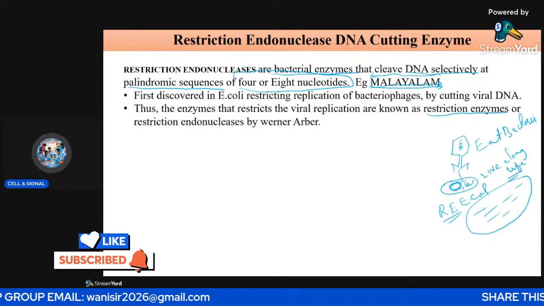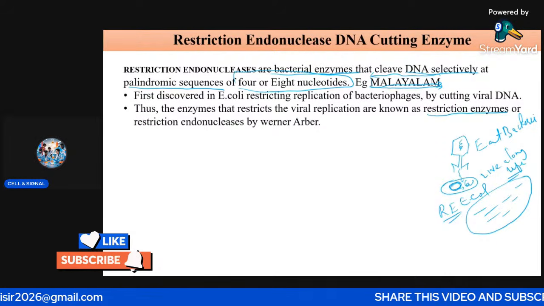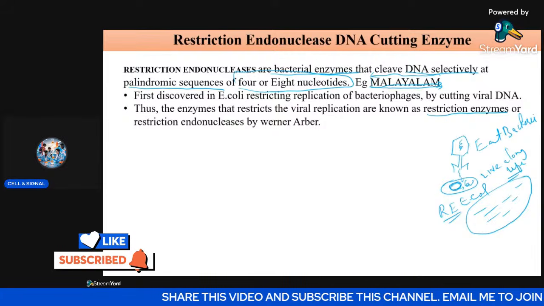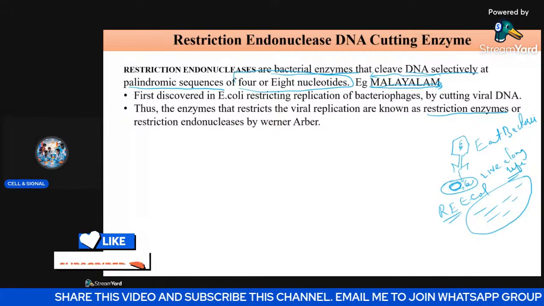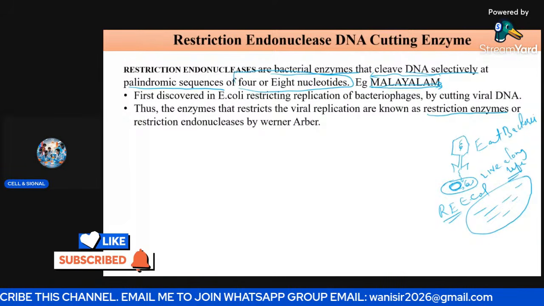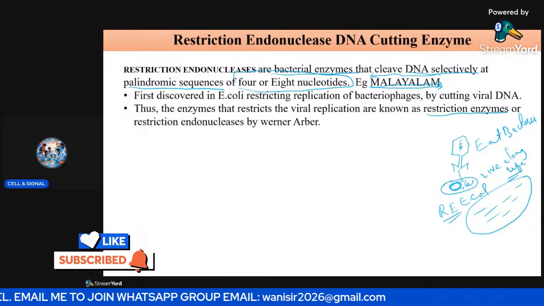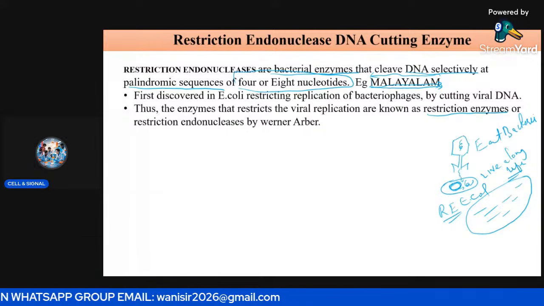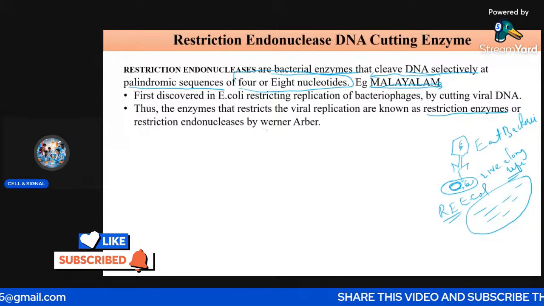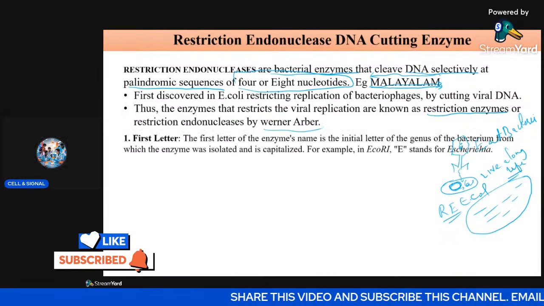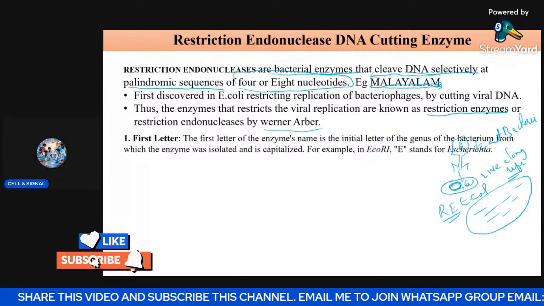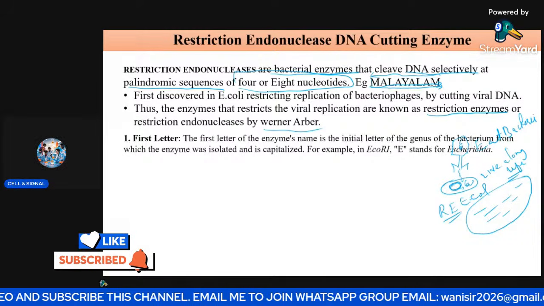If you have confusion why we are calling it the restriction enzyme, it's because these enzymes restrict the viral replication. Or restriction endonucleases. Endonucleases, because they cut the DNA in between the DNA. They don't cut the DNA from the end side of the DNA, that is the outer side; that is exonuclease. It was discovered by Werner Arber.